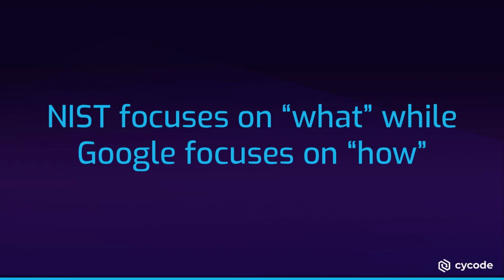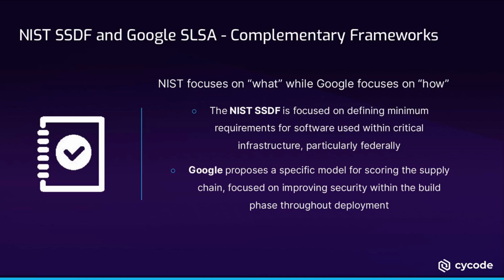NIST focuses on what, while Google focuses on how. Another thing that I really like saying on this is that NIST is descriptive, whereas Google is prescriptive. The NIST SSDF is focused on defining minimum requirements for software use within critical infrastructure, particularly federally, whereas Google proposes a specific model for scoring this supply chain, focusing on improving security within the build phase throughout development.